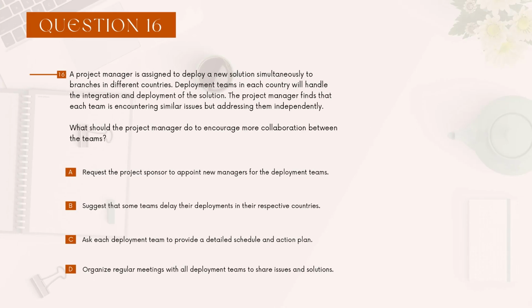Question 16. The PM is assigned to deploy a new solution simultaneously to branches in different countries. Deployment teams in each country will handle the integration and deployment of the solution. The project manager finds that each team is encountering similar issues but addressing them independently. What should the PM do to encourage more collaboration? Okay. The problem here, guys, is that you have this global project, and one of the issues with global projects is that there's a lack of collaboration. That's our problem statement. Lack of collaboration, what should the PM do?